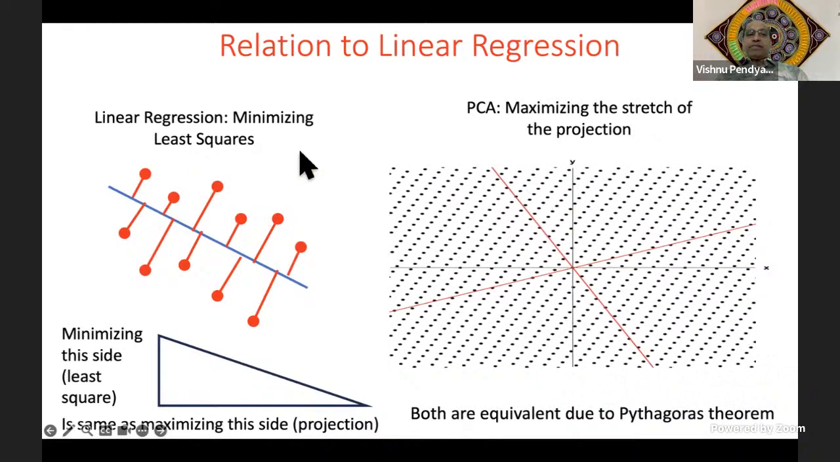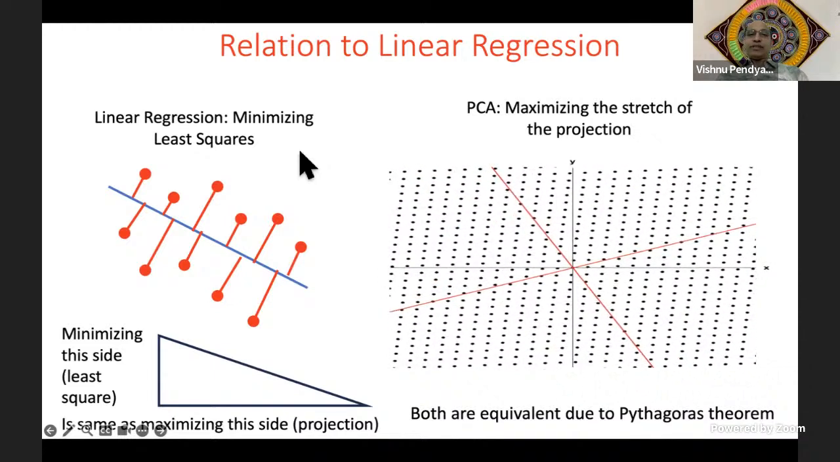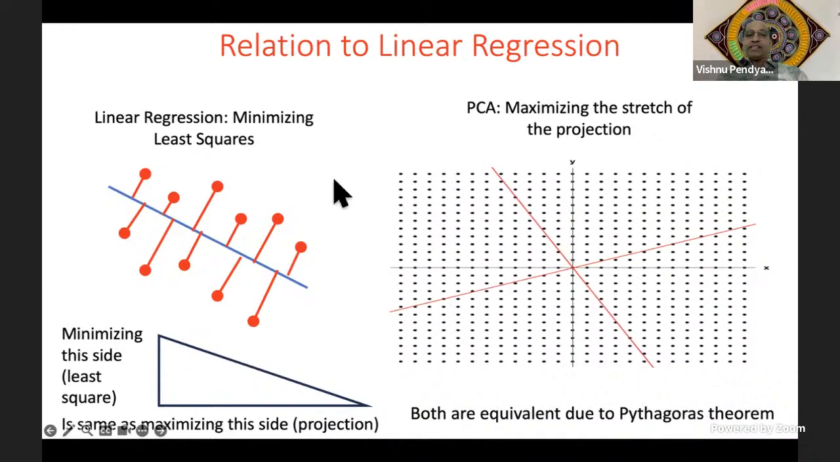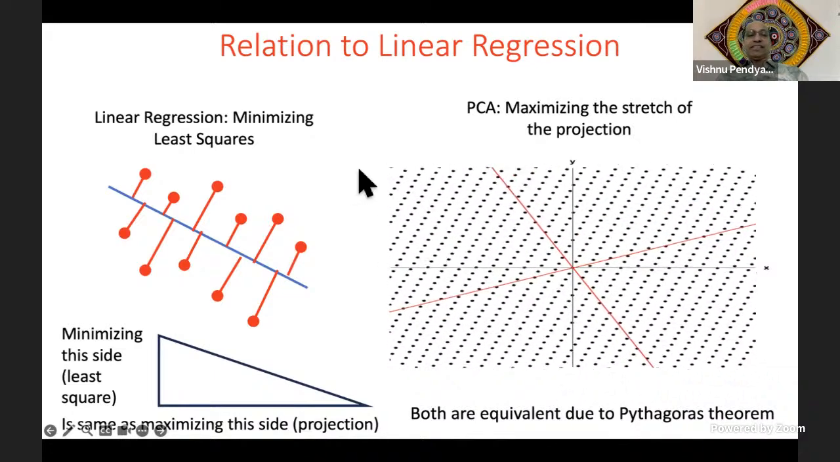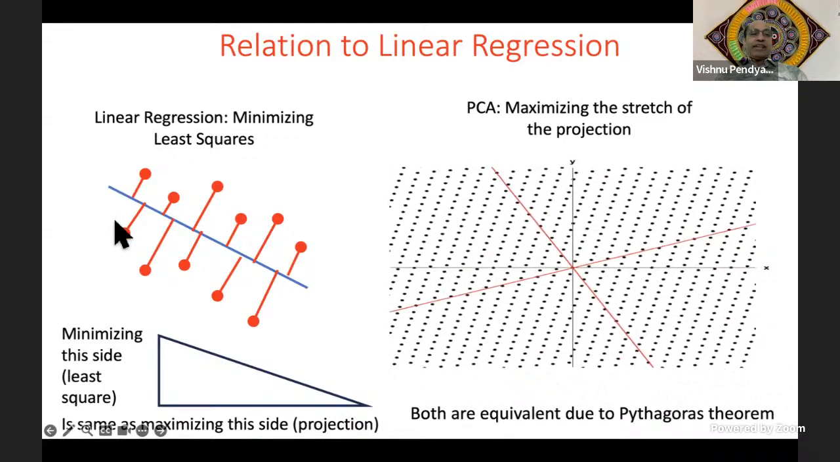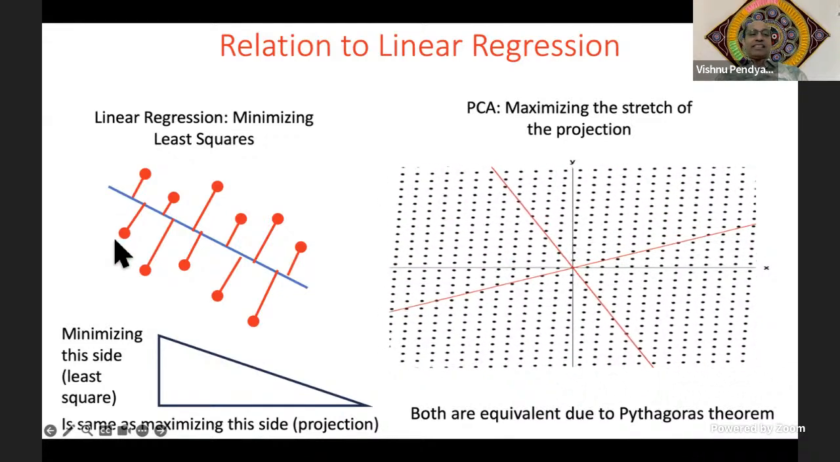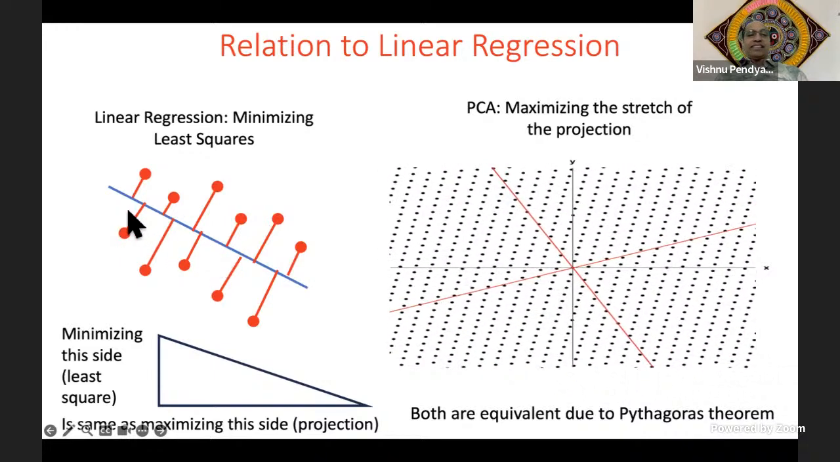Now, what are we doing in PCA? In PCA, we are maximizing the stretch of the projection. So the distance of this point from the origin is maximized. In linear regression, we are minimizing this distance. In PCA, we are maximizing this distance.